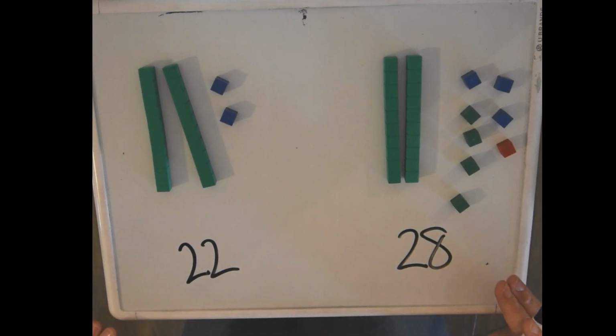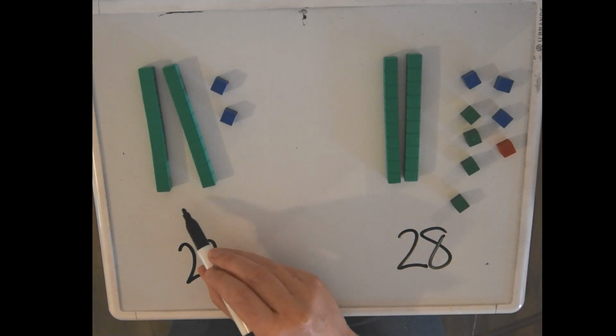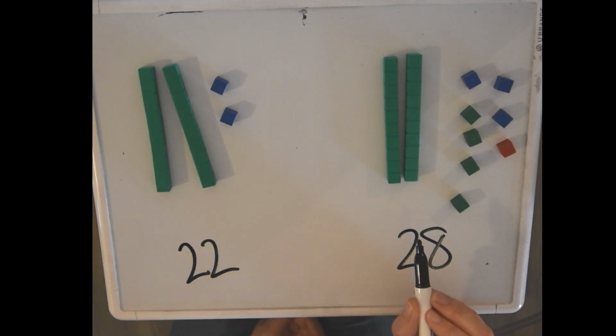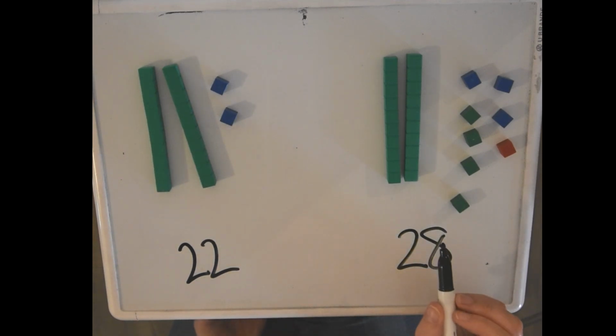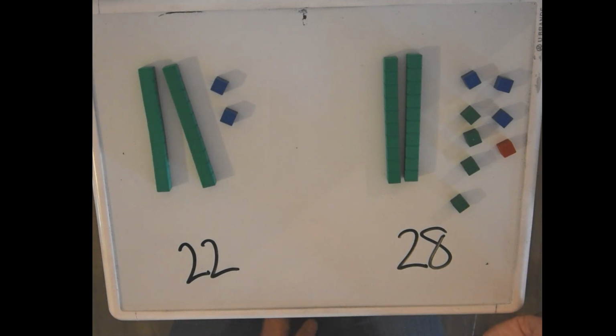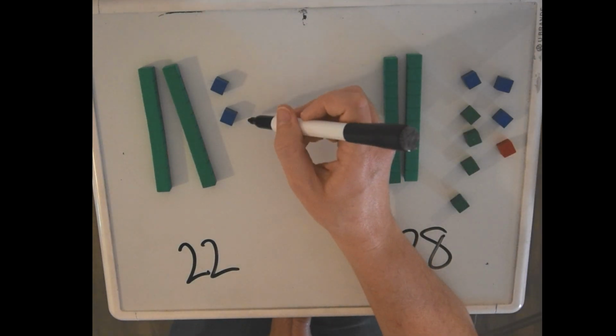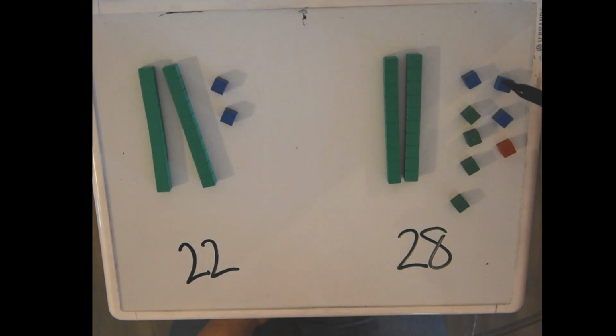Which number is less than? Well, we always start by looking at the tens. But they both have 2 tens, right? They have the same amount of tens, so that can't help us. So now we have to move on to the ones. Well, 22 has 2 ones, and 28 has 8 ones. So which number has the lesser amount of ones?